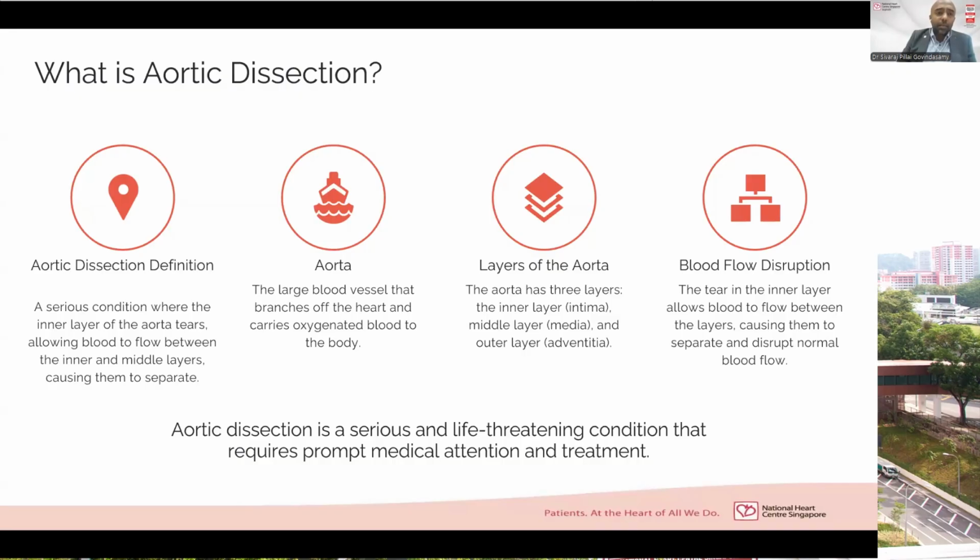Similarly, the aorta carries all the blood from the heart to all the organs and keeps us going. But once there's a defect in the wall, it all falls apart. As we found out earlier, the aorta is the largest blood vessel that comes off the heart. It supplies even the heart itself, and there are three layers. When blood goes where it's not supposed to go, where there's a tear, you disrupt blood flow, affecting all the organs. Aortic dissection is a serious, life-threatening condition that requires prompt medical attention and treatment.